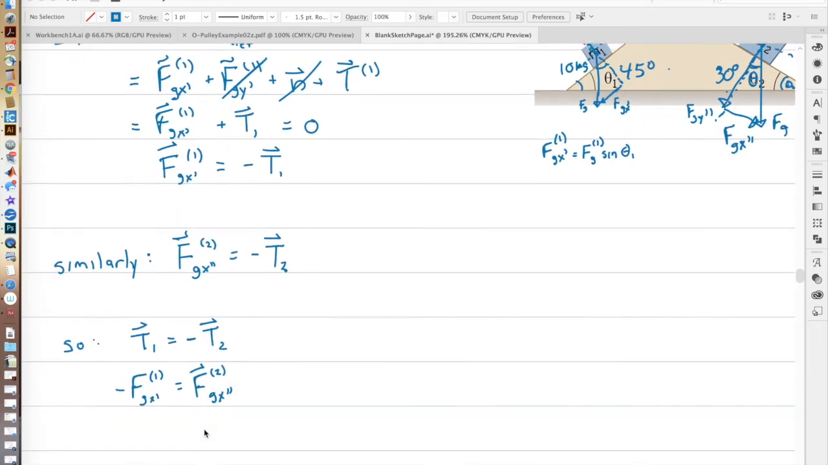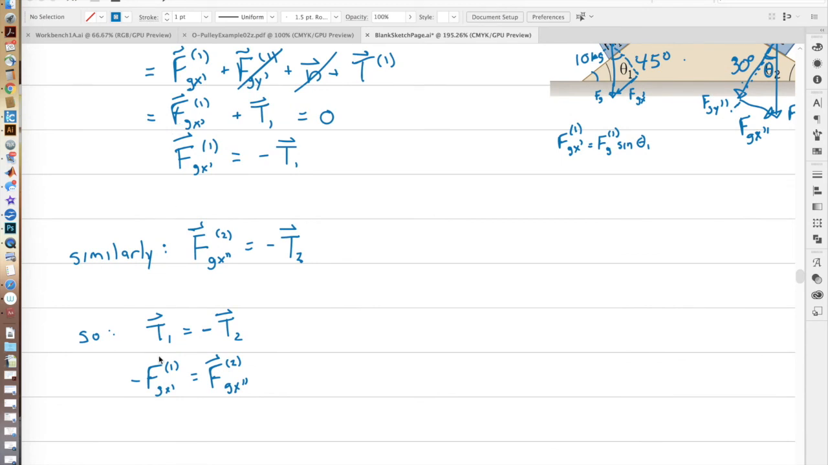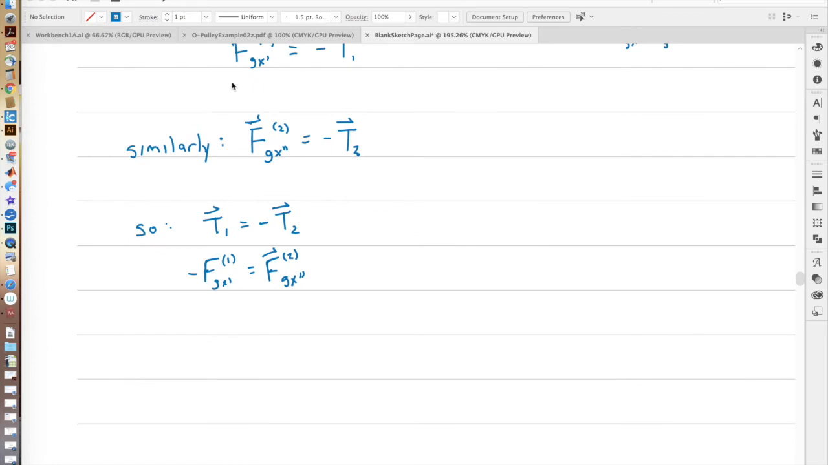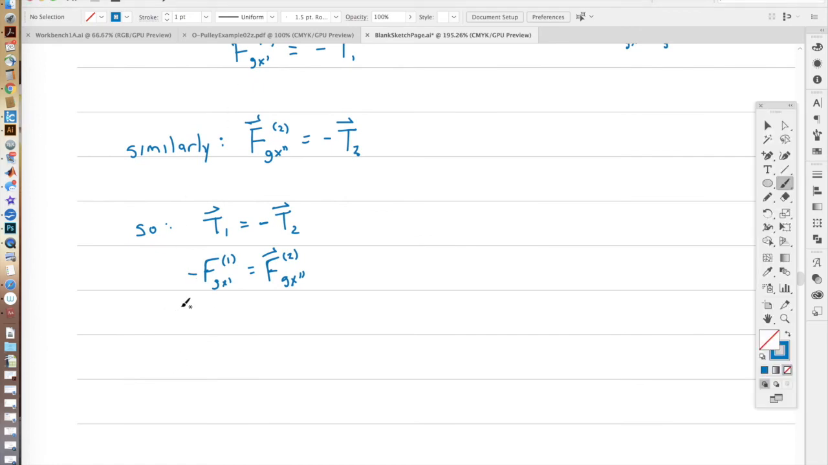So now that we've verified that we have the directions correct, we can simplify our lives a little bit by simply figuring out the magnitude of these and getting rid of the minus sign, and simply say we're going to solve for the magnitude of FGX prime having to equal the magnitude of FGX double prime. So this is the magnitude of each of these.